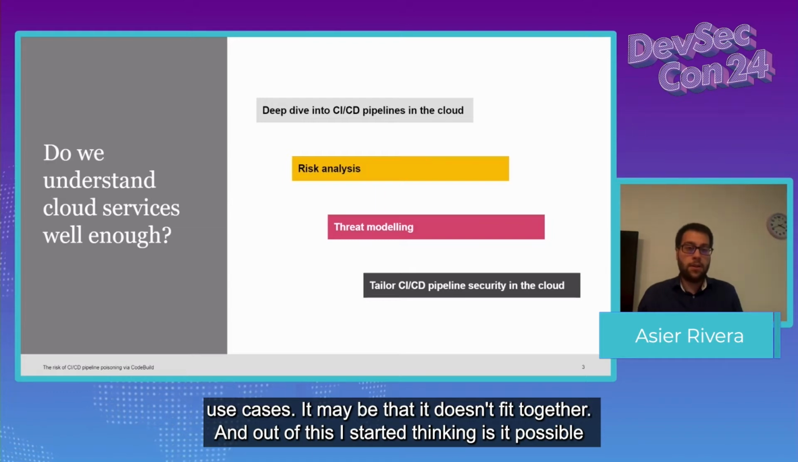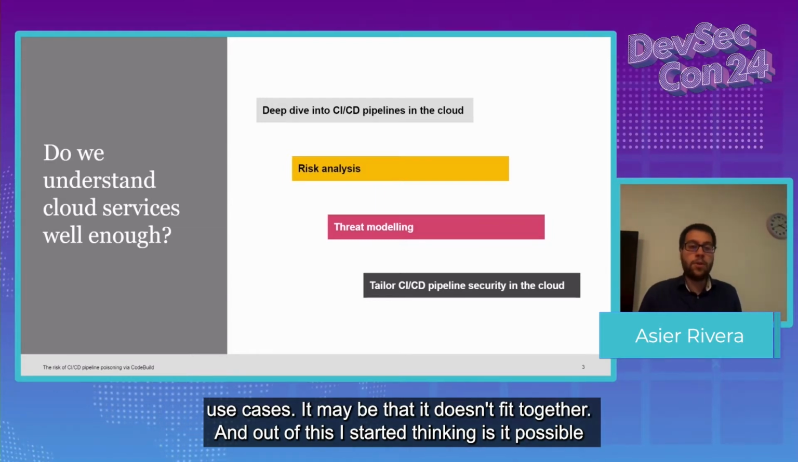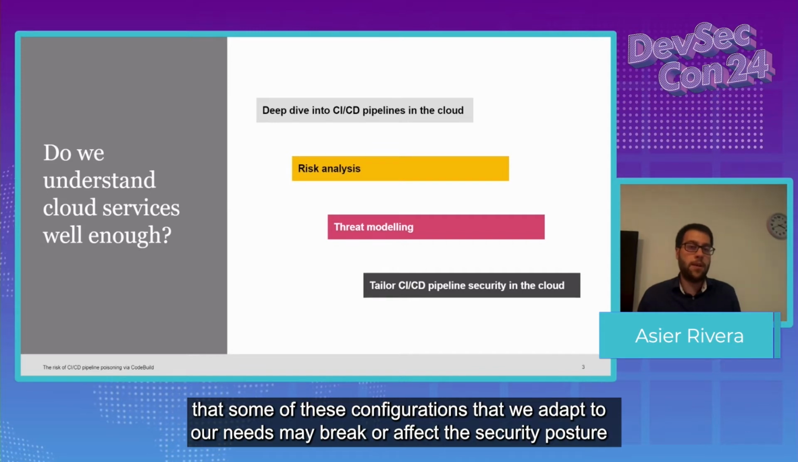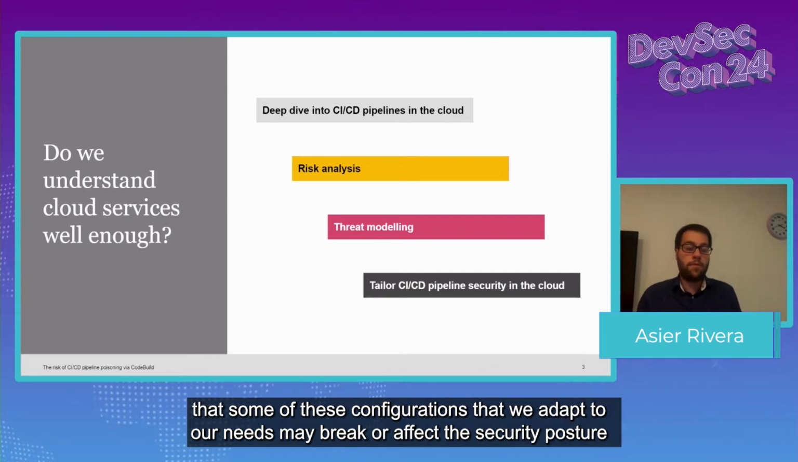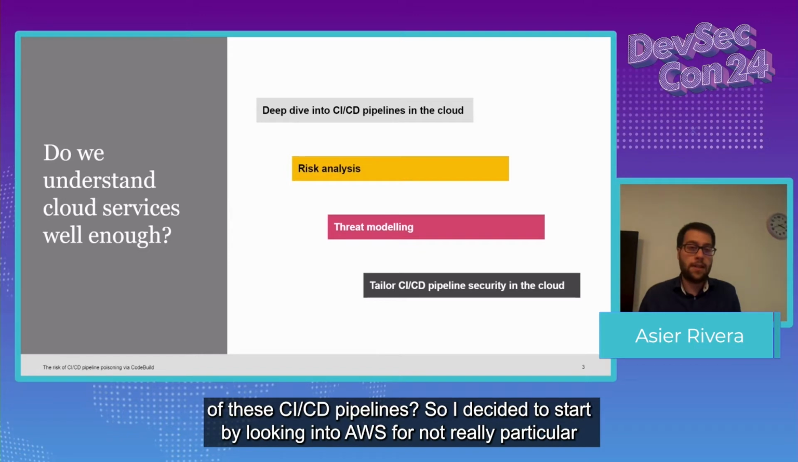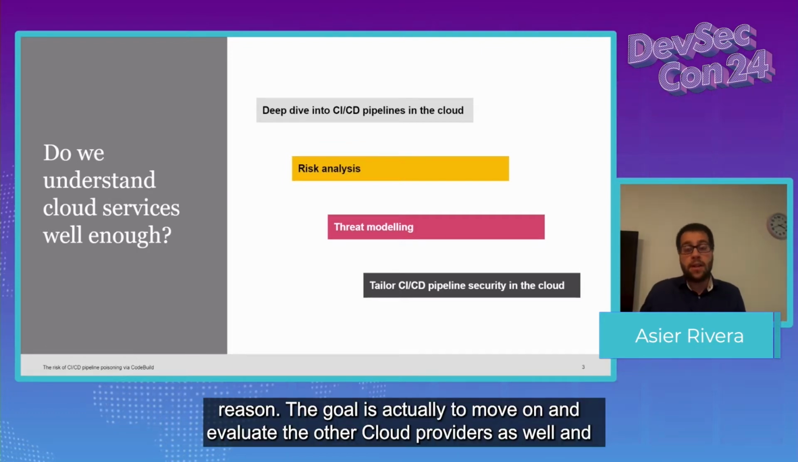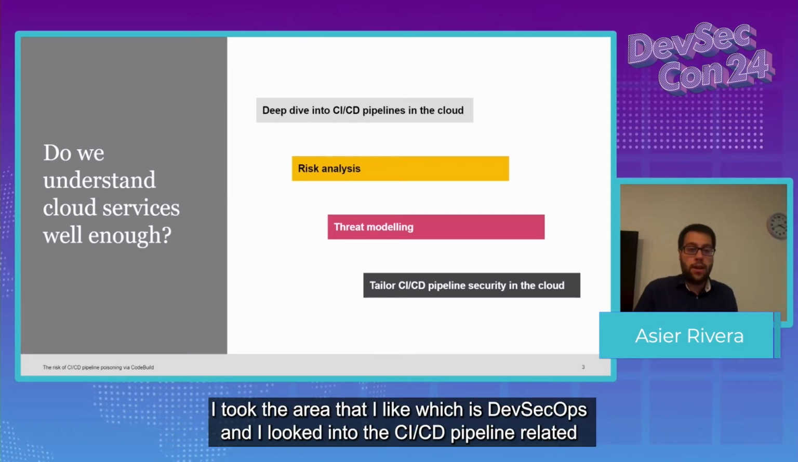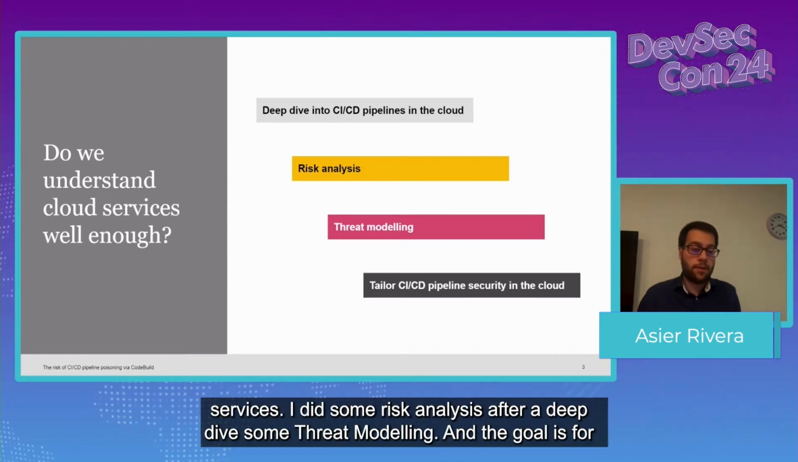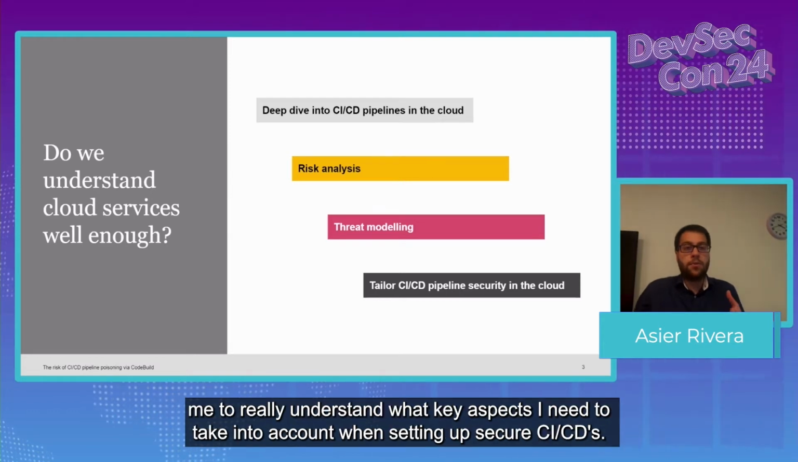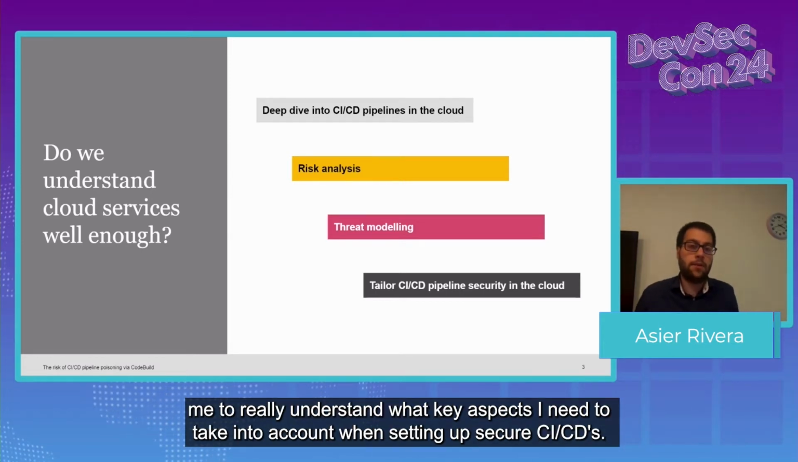And out of this, I started thinking, is it possible that some of these configurations that we adapt to our needs may break or affect the security posture of these CI/CD pipelines? So I decided to start by looking into AWS for no really particular reason. The goal is actually to move on and evaluate the other cloud providers as well. And I took the area that I like, which is DevSecOps. And I looked into the CI/CD pipeline related services. I did some risk analysis after a deep dive, some threat modeling. And the goal is for me to really understand what key aspects I need to take into account when setting up secure CI/CDs.